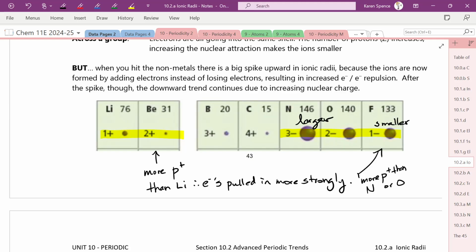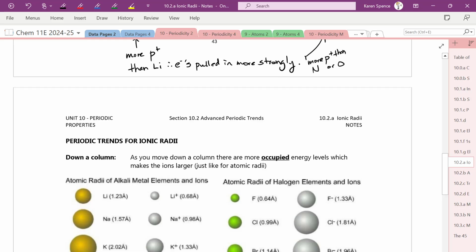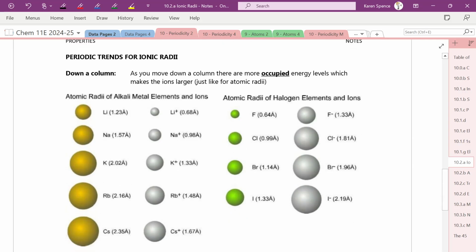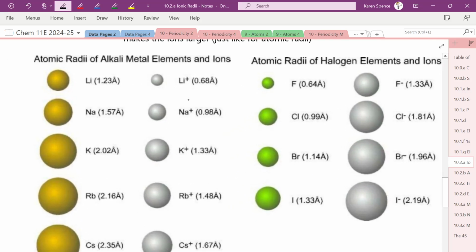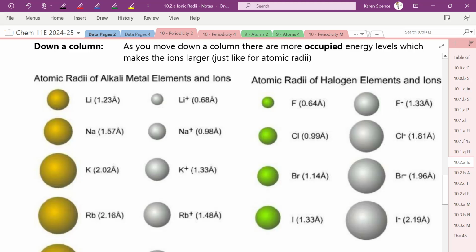Yeah? They have the same number of shielding electrons, but they have the most protons. So they're the smallest. As we go down a group, it's pretty much just like atomic size. Okay, lithium plus, sodium plus, K plus, they all get bigger because there are more occupied shells. Okay, that's all there is to that. Yeah, it just increases as you go down.